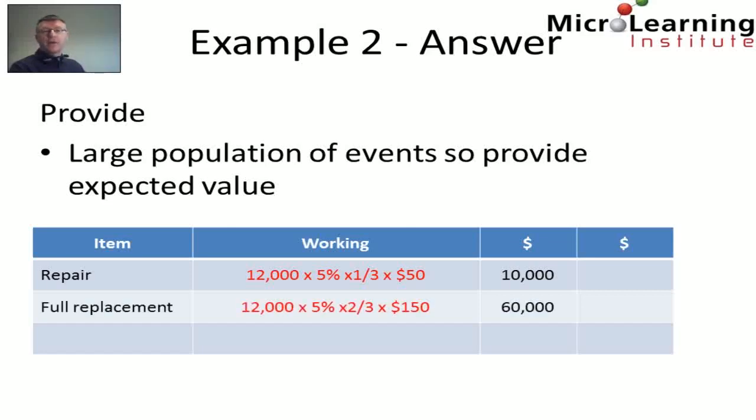However, full replacement, another 2/3 of the 5% that fail, must be fully replaced at a cost of $150, and this will cost us $60,000. So the full amount to be provided in this instance is $70,000.